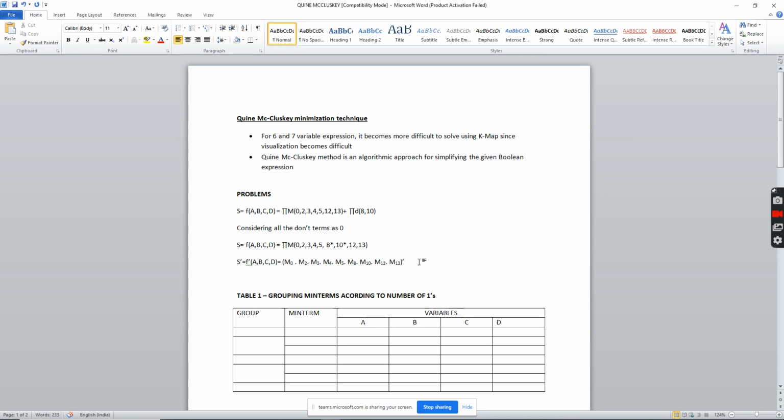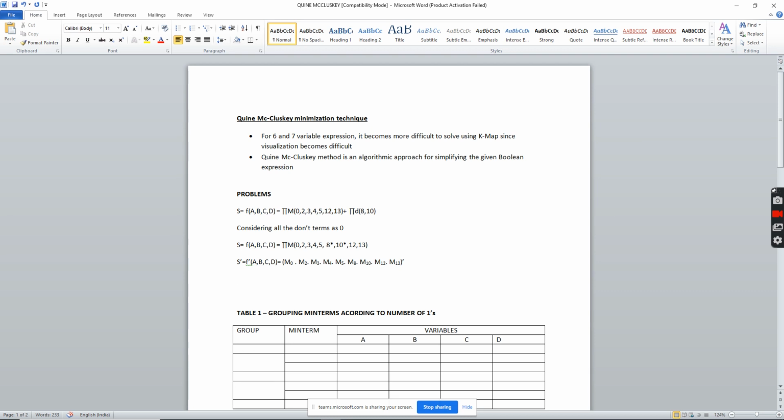How will I relate this equation? The relation is done by using this. I can write it as S bar is equal to F bar into bracket A comma B comma C comma D is equal to, what is M naught bar? What will be M naught bar? One.